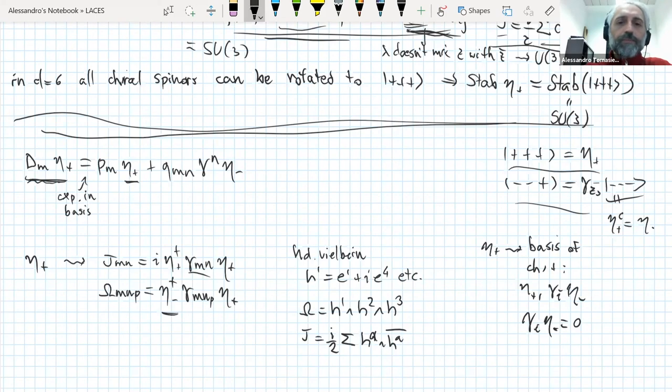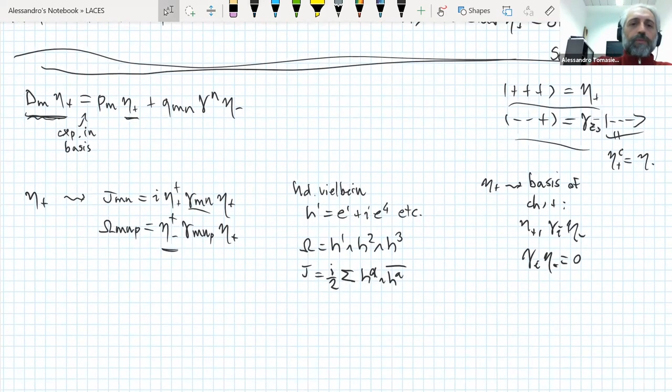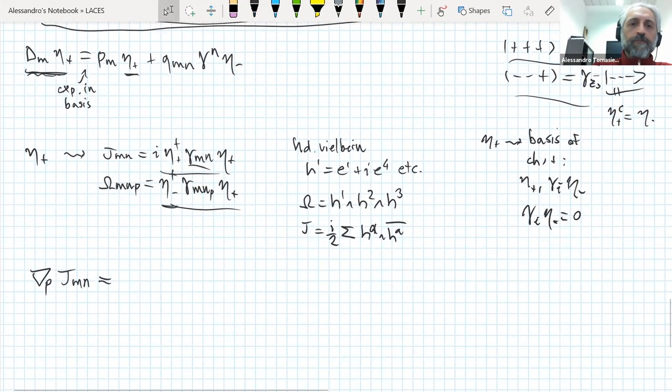I believe my time is up. So, since J and omega can be written as bilinears of eta, you can in principle compute nabla_p of J_mn, for example, in the following way. There's a Leibniz identity like this, which I'm going to leave to you as an exercise.